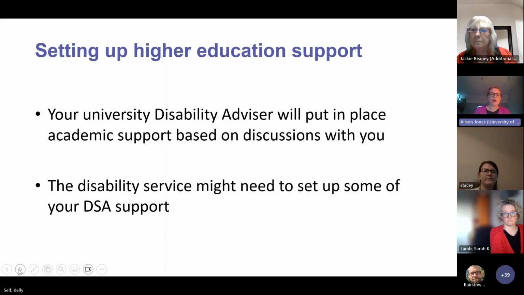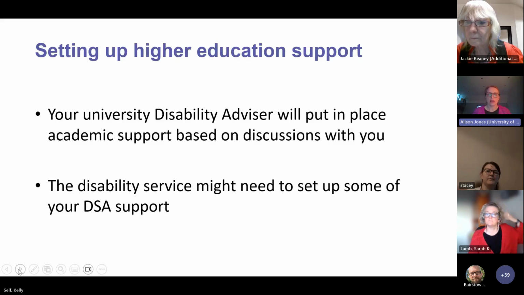So in terms of setting up higher education support, setting up support through the disability service, it's quite likely that within the university there will be a disability advisor, or they might be called something slightly different, but there will be somebody responsible for discussing an applicant's support needs with them and identifying appropriate support that can be put in place by the disability service.